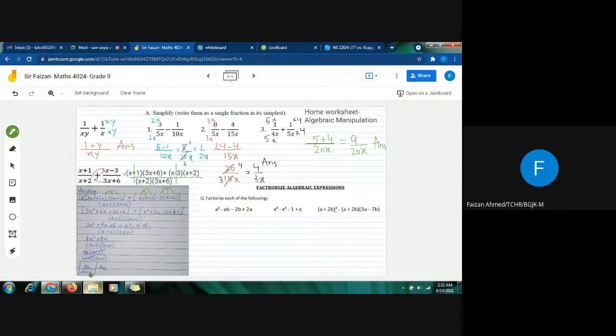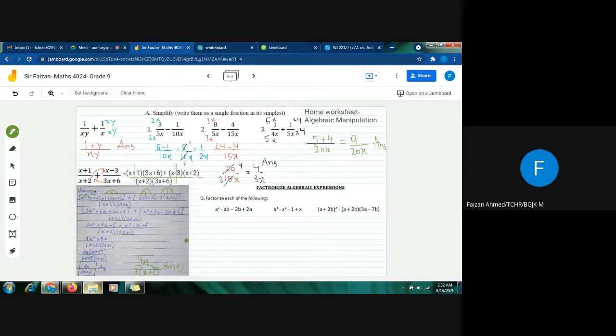If you want to take 3 common from the denominator, you can also take it common, but it will not affect anything. So I will say that you can leave it over here. If you want to take 3 as common, you can write like this as well. This will be 4x, and if you want to take 3 common from the denominator, so this will be like 3, and the remaining bracket will be x plus 2.